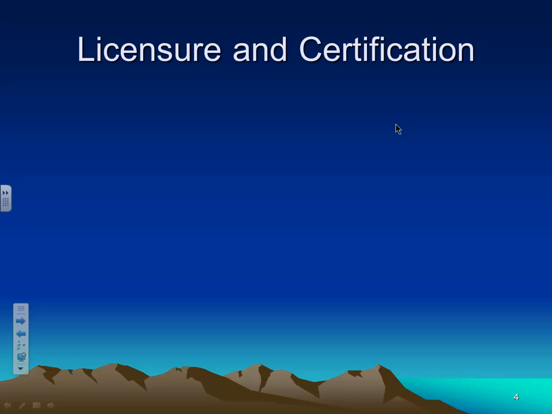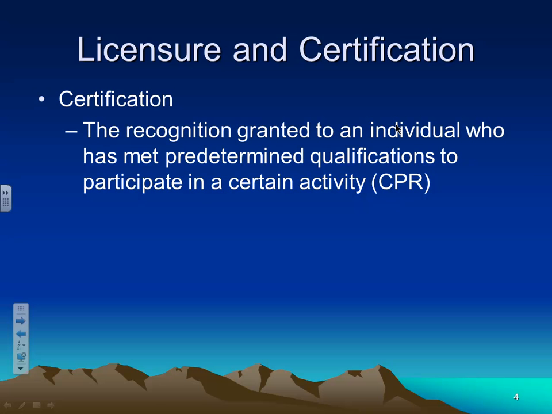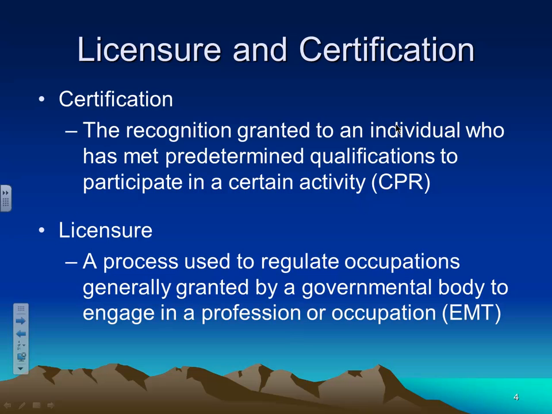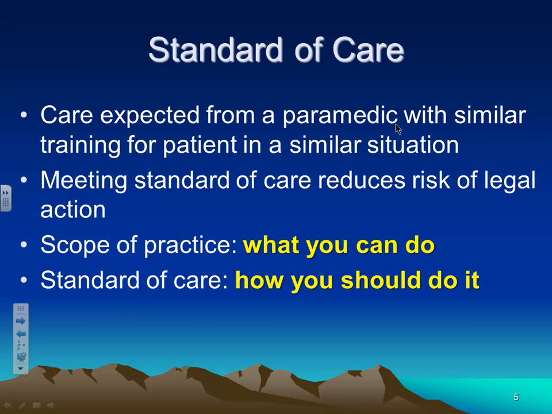Licensure is what a body like the state would give you that says you are licensed, you've met our standard, you've met the administrative requirements, we will now give you a license for some time period. So certification is recognition granted to an individual who has met predetermined qualifications. Licensure is a process to regulate occupations. Anybody that has a lot of public contact is going to have a license of some sort. It's not just in medical, you've got to have a license as a building contractor. You've got to have a license to do just about anything. So you do need to know the differences between those.